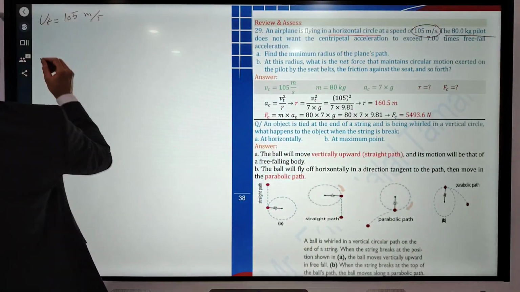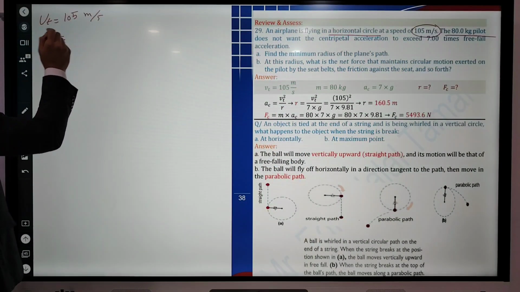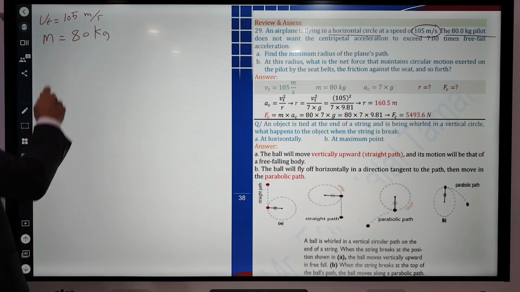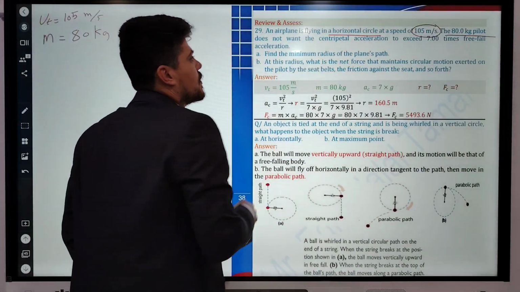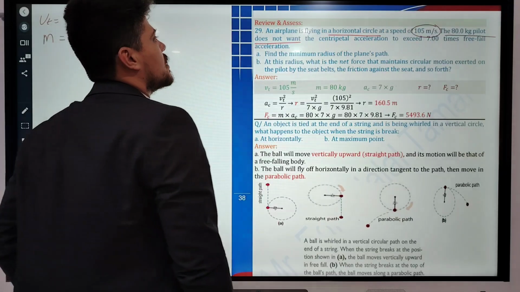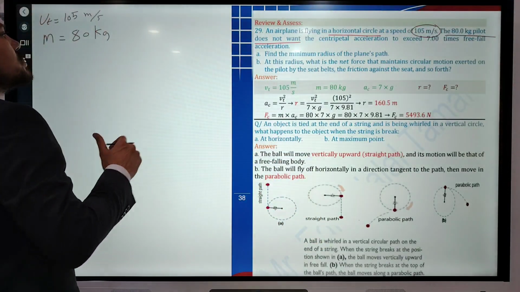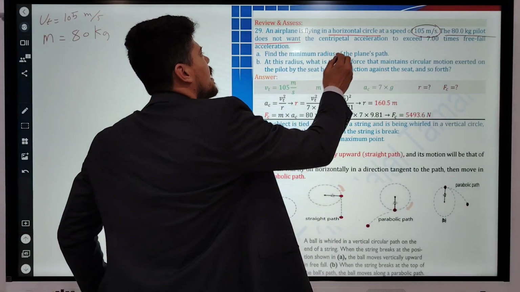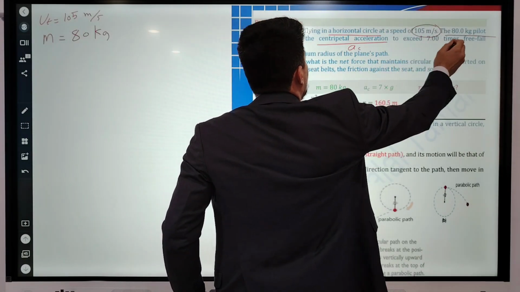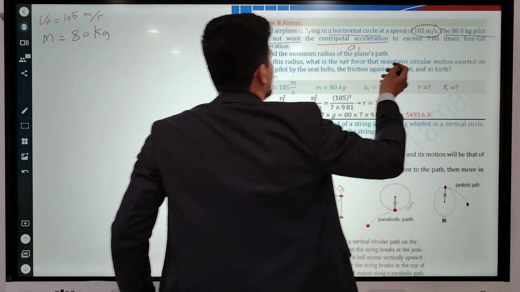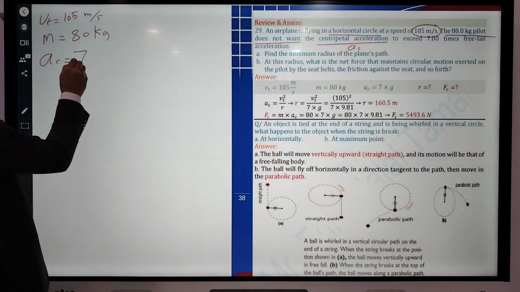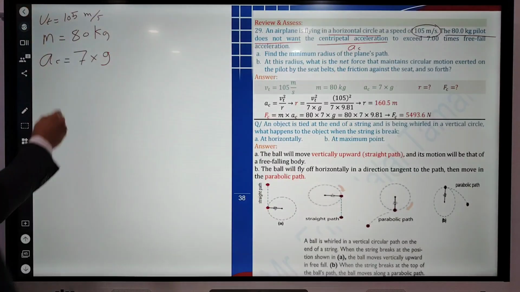What is this? This is mass. How did you know this is mass? Because of the units, 80 kilogram pilot. The pilot doesn't want the centripetal acceleration to exceed 7 times free fall acceleration. What do you mean by the centripetal acceleration AC to exceed 7 times free fall acceleration? It means that AC is equal to 7 times free fall acceleration.